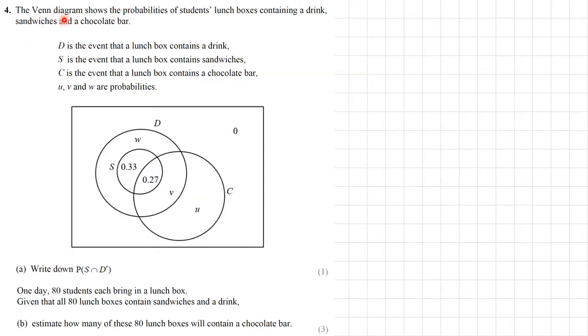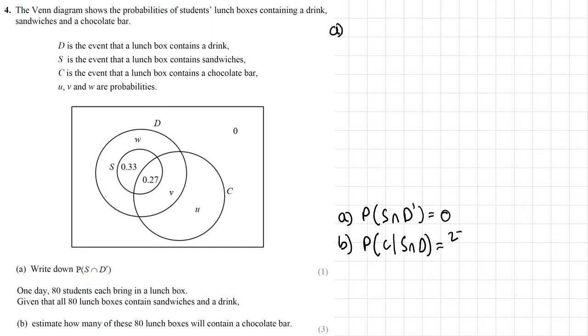Question 4. The Venn diagram shows the probabilities of students' lunch boxes containing a drink, sandwiches and a chocolate bar. D is the event that the lunchbox contains a drink. S is the event that the lunchbox contains sandwiches. C is the event that the lunchbox contains a chocolate bar. U, V and W are probabilities. Part A, what we need to do is to write down the probability of S and not D.